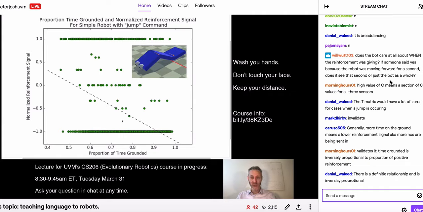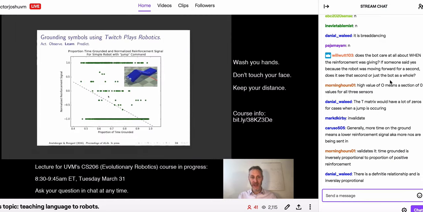It's inversely proportional, right? So there is an anti-correlation between the independent variable, which is the touch information, and the dependent variable, which is the normalized reinforcement signal, meaning more of X means less of Y and vice versa, which makes sense. The more time that the robot spends on the ground, the more no votes you expect back from the crowd. Again, it's not a very good fit. You can see there's a lot of points here that are very far from the line. These were all the random controllers executed under JUMP on the simple worm robot.